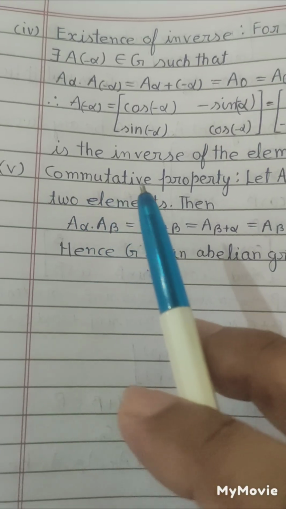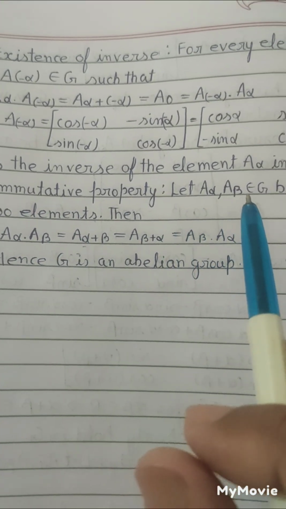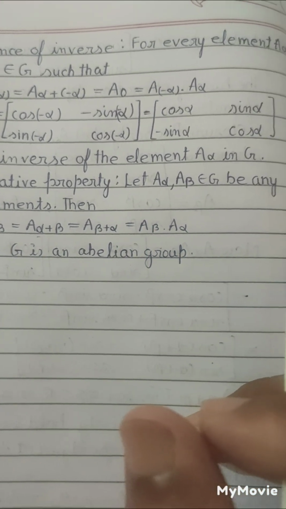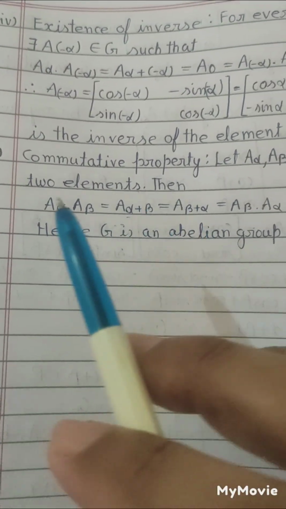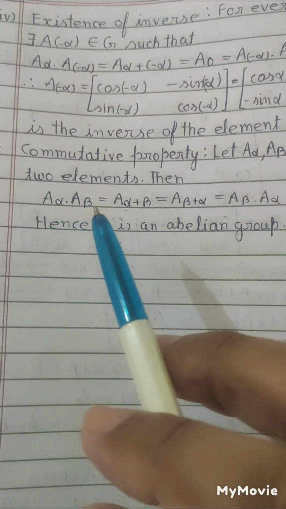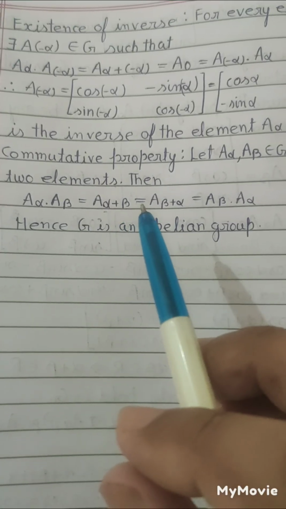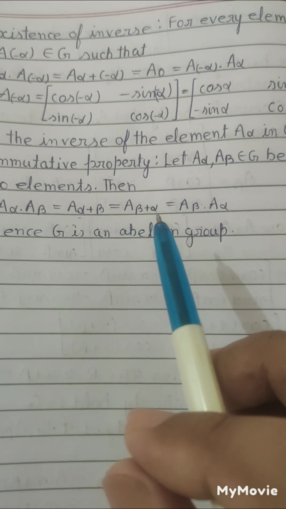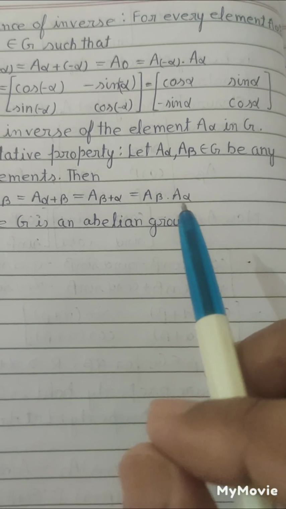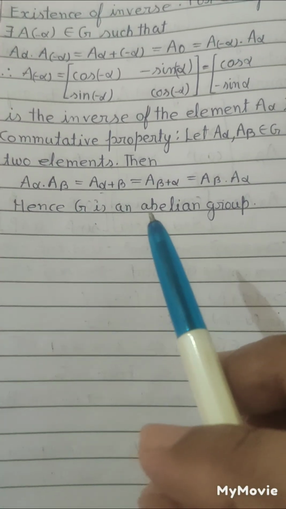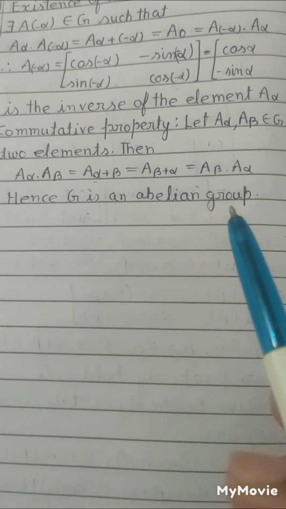Fifth, the commutative property: let A alpha and A beta be any two elements belonging to G. Then A alpha into A beta equals A alpha plus beta equals A beta plus alpha equals A beta into A alpha. Hence G is an abelian group.